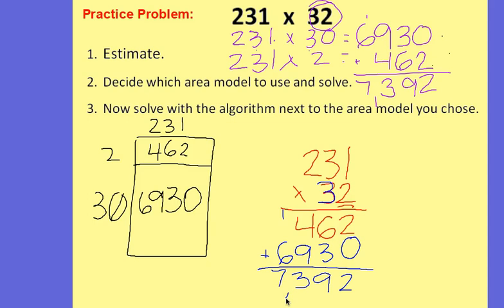So we have 7,392. Notice that since these numbers are the same and these numbers are the same, then my model is going to also show 7,392.